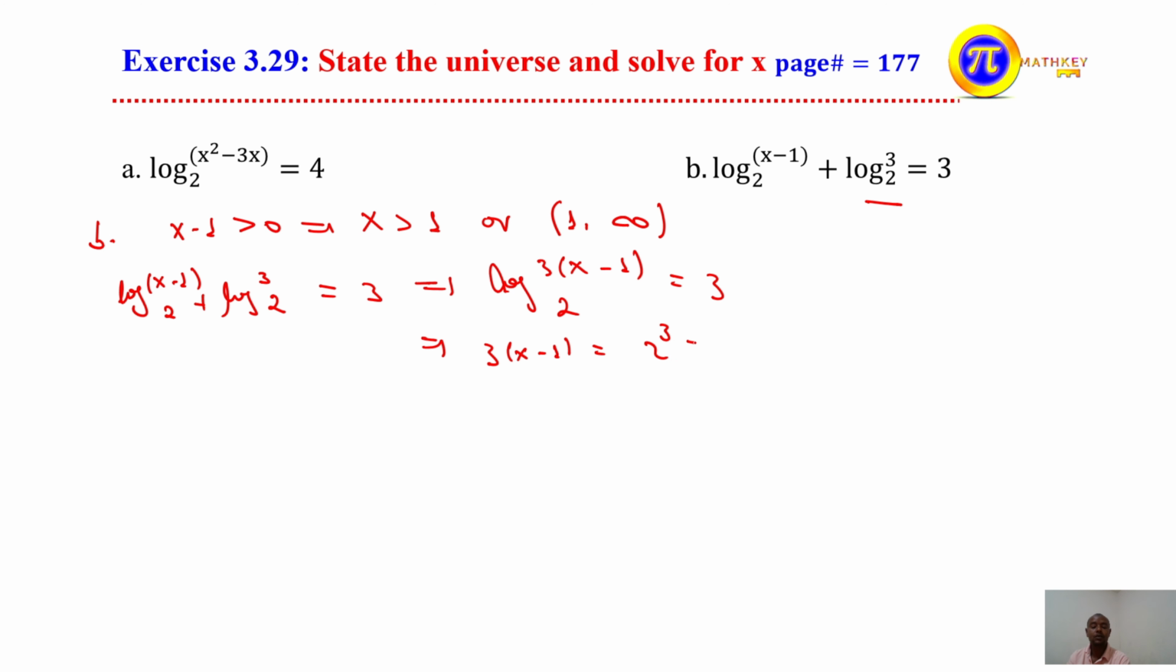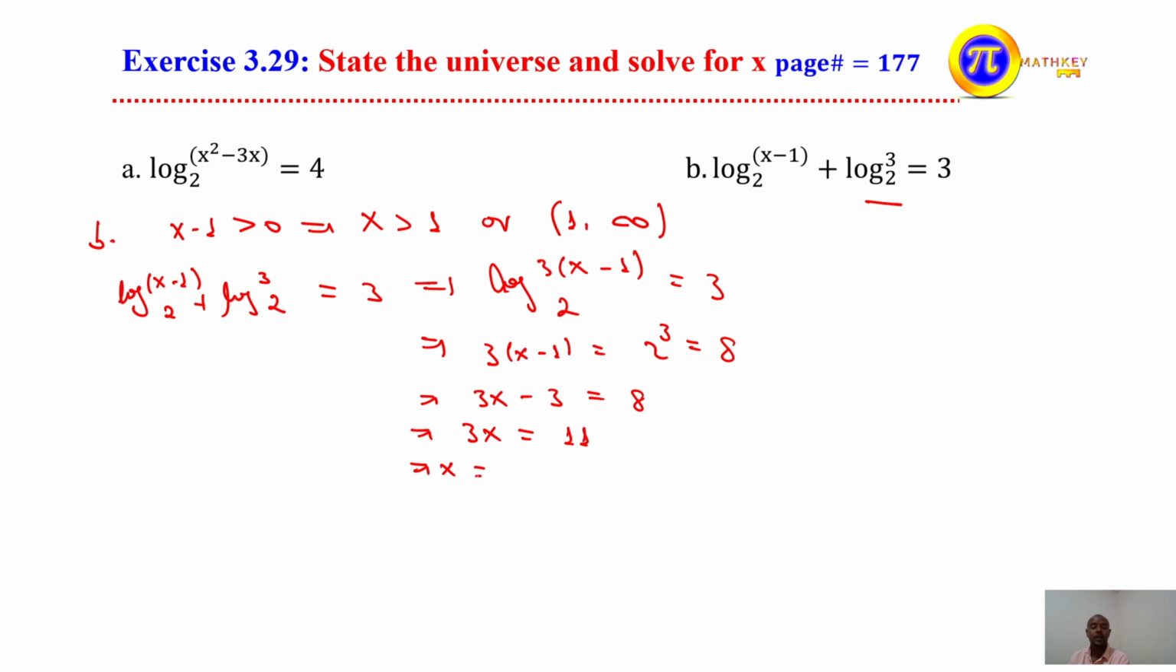To the power of 3 means what? That is 8, which implies 3x minus 3 equals 8. This implies 3x equals what? When you take negative 3 to the right side, it becomes 11. What is the value of x?